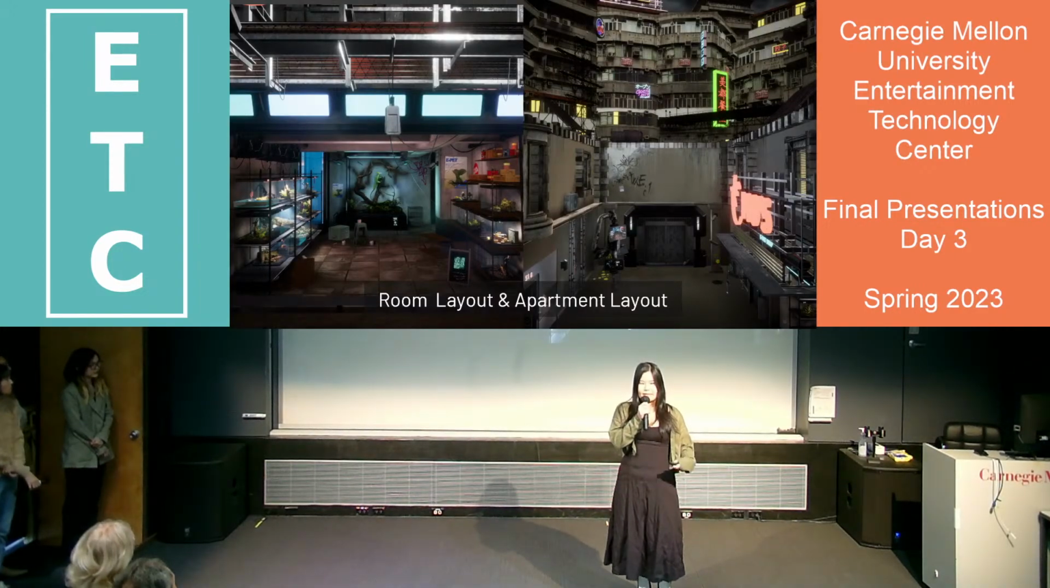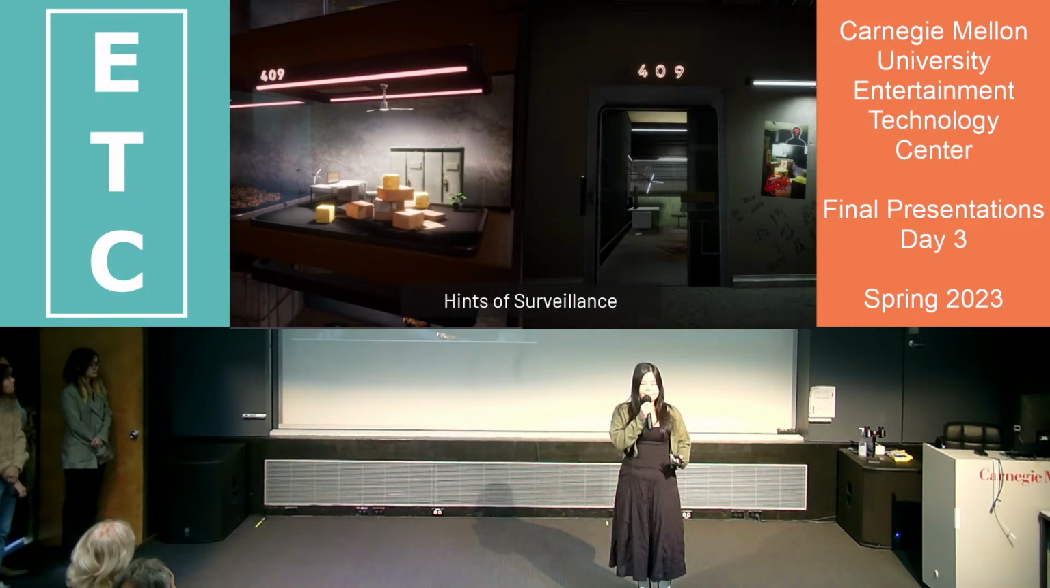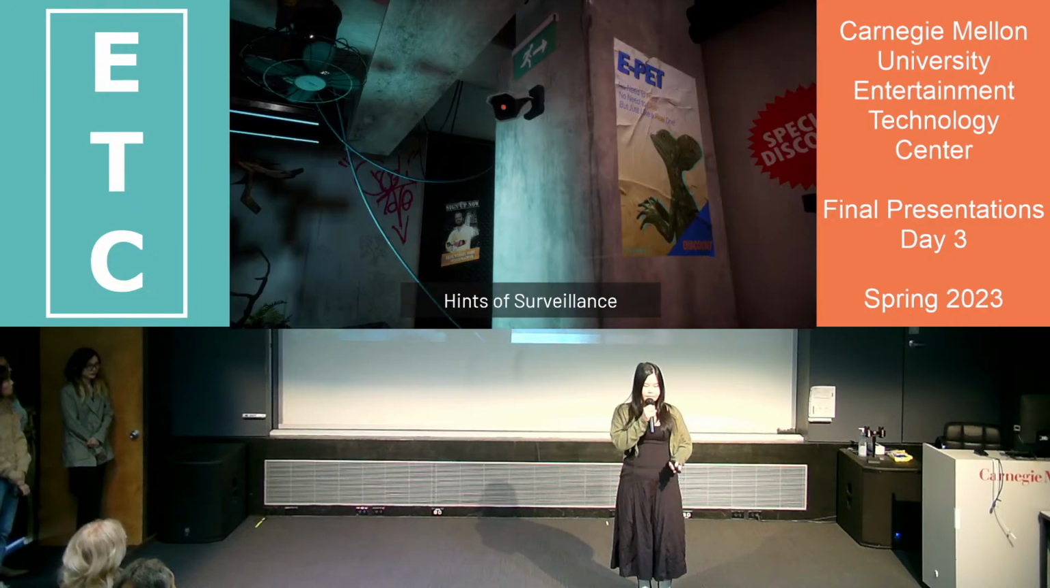So we began by designing the room layout very similar to the apartment layout, and this served as the base for the metaphor of animals living in transparent tanks as the residents living in this apartment without privacy and always being observed by other people. To reinforce this eerie feeling, we also designed a mini guest room inside one of the tanks with the same number and plate as the guest spawn room. Other hints of surveillance, such as cameras, can be seen everywhere as well.